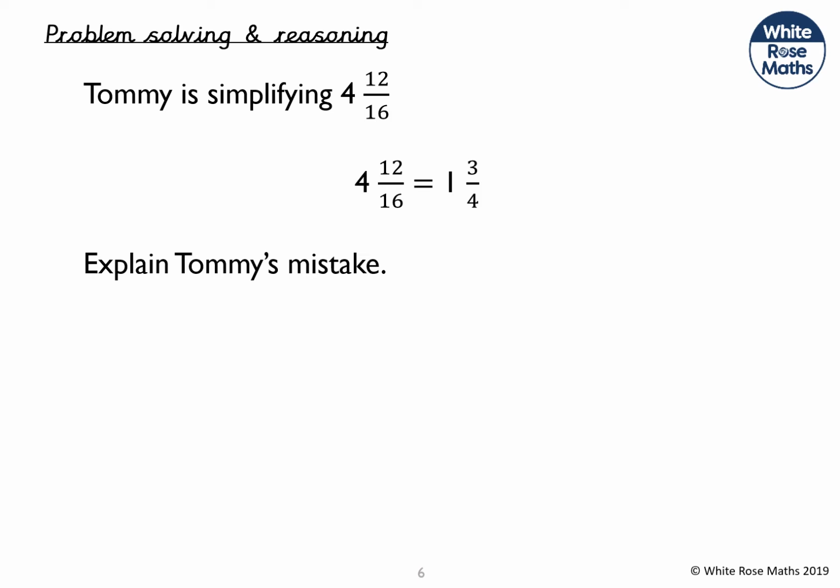So moving on to some problem solving and reasoning then. Tommy is simplifying 4 whole ones and 12 sixteenths. So he wants to simplify it down to the lowest it can be. He says that 4 whole ones and 12 sixteenths simplified is 1 whole one and 3 quarters. Explain Tommy's mistake. So it's telling us it's wrong, but how or why is it wrong? Off you go.